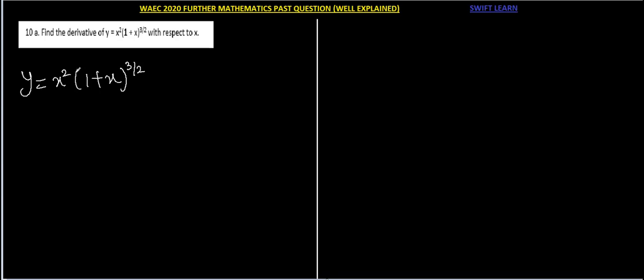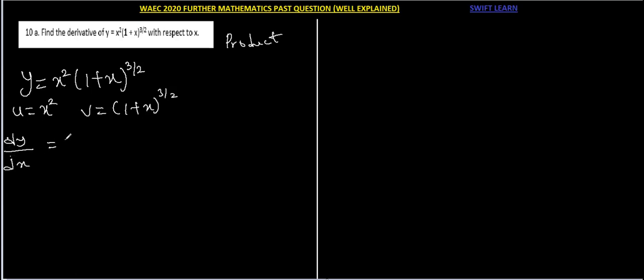So in a question like this, what method do you think is best to use? Yes, product rule. Exactly, you have to use the product rule. So using the product rule, your x squared is what? Yes, it is u, while the other one, (1 plus x) to the power 3 over 2, is called what? v. The product rule states that dy over dx will be equal to u dv over dx plus what?